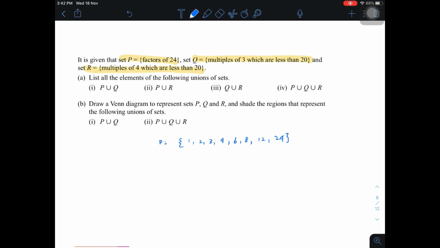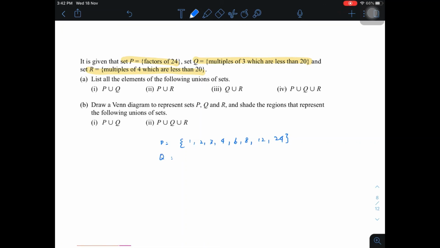Okay? So Q, the multiples of 3 which are less than 20: 3, 6, 9, 12, 15, 18. Right? And set R would be the multiples of 4 which are less than 20. Again, we'll write this out: 4, 8, 12, 16.